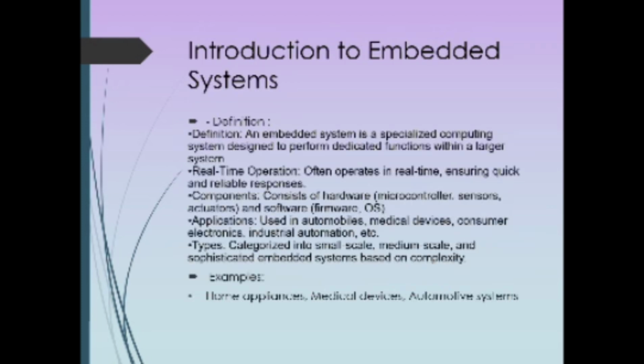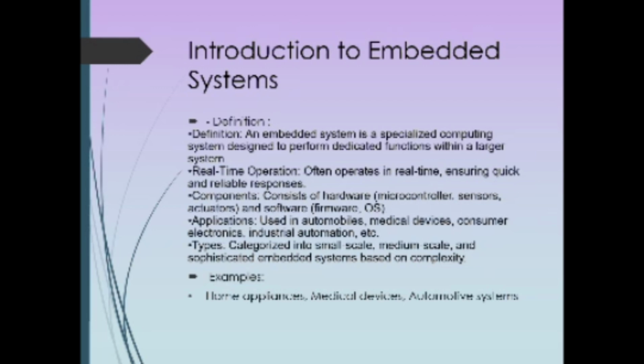Now what are embedded systems? Embedded system is a specialized computing system designed to perform dedicated functions within a larger system. Real-time operations: it often operates in real time, ensuring quick and reliable response. Components: it consists of microcontrollers, sensors, and software. Applications: they are used in automobiles, medical services, consumer electronics, industrial automation. They are also used in research.